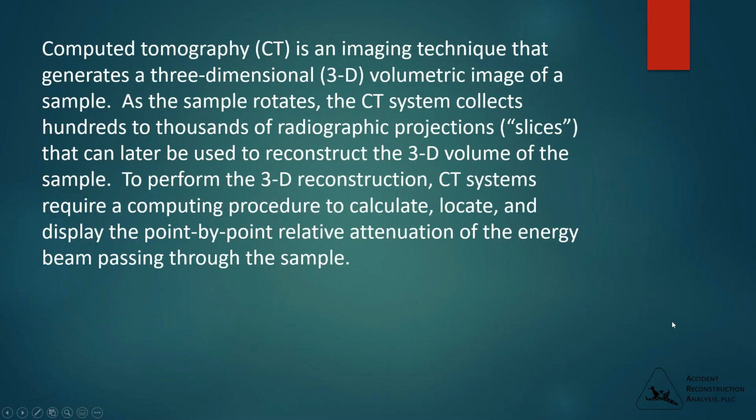So computed tomography, or CT scans, is an imaging technique that generates a three-dimensional volumetric image of a sample. As the sample rotates, the CT system collects hundreds to thousands of radiographic projections, slices, that can be later used to reconstruct the 3D volume of the sample. To perform a 3D reconstruction, CT systems require a computing procedure to calculate, locate, and display the point-by-point relative attenuation of the energy beam passing through the sample. So a key consideration to this is that you need significant computing power to do the reconstruction.